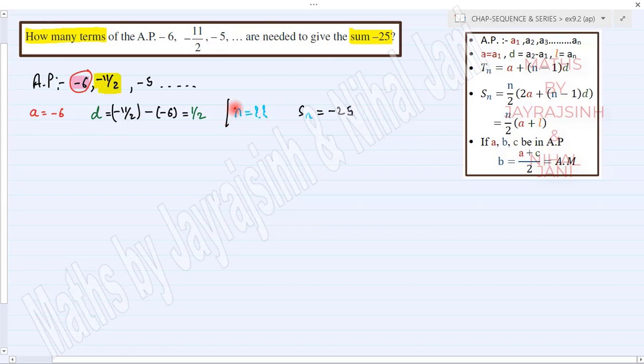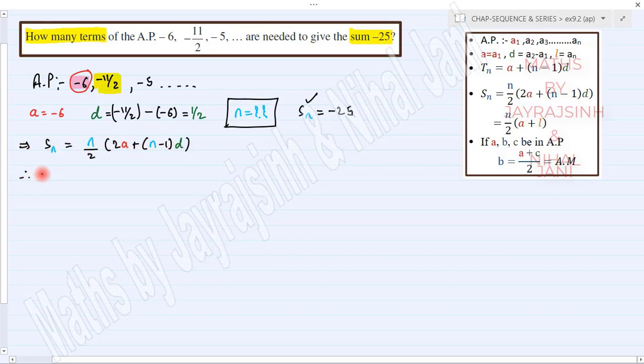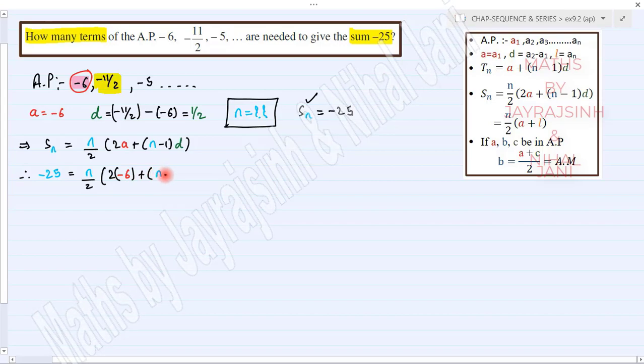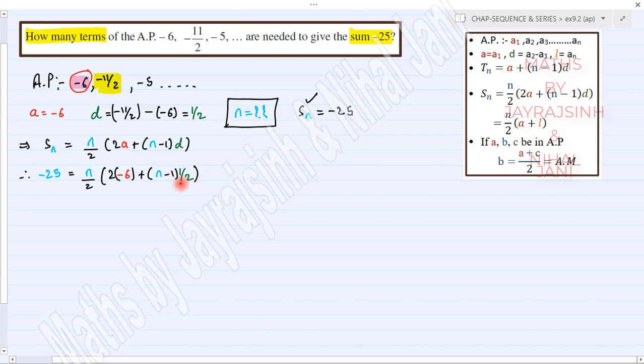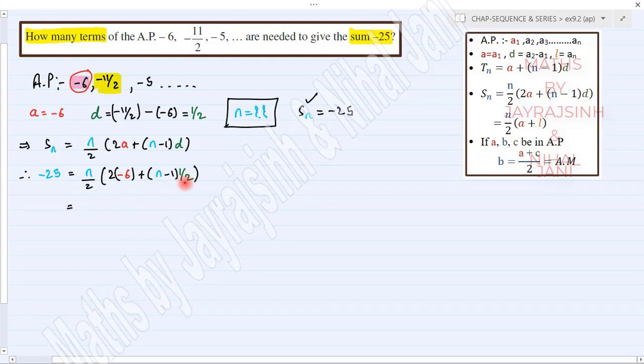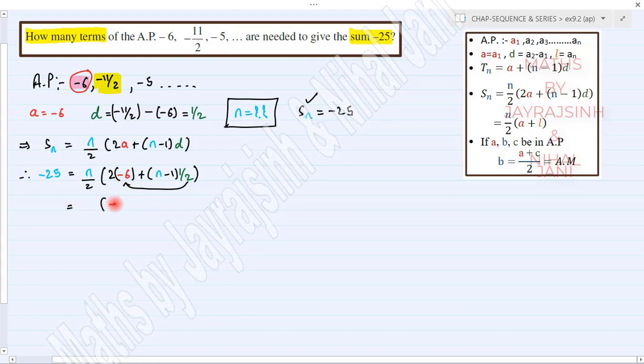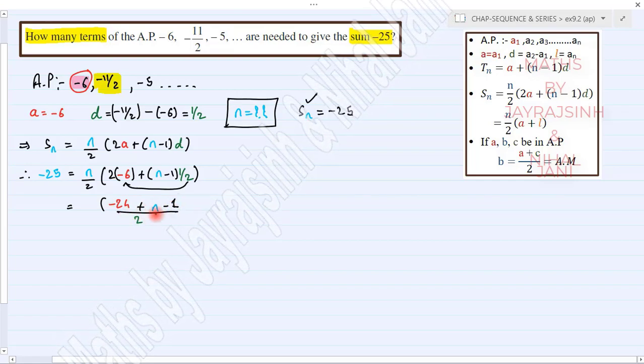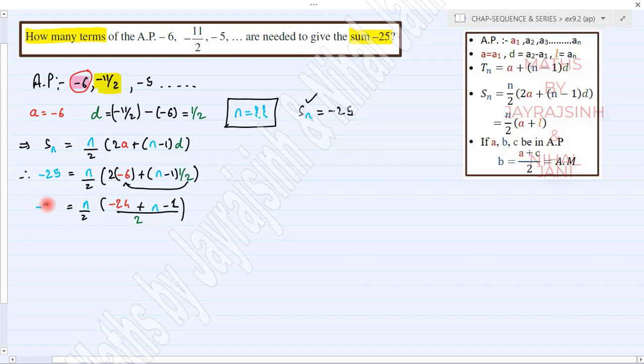So, in this question, we have only one unknown, and depending on the data, we should use the formula of summation of n. Now, let's substitute the values. Your summation is given by minus 25. Number of terms you have to find out, n by 2 times 2 times your first term, which is minus 6, plus n minus 1 into the common difference, which is 1 by 2. Now for simplification on the right hand side, let's take LCM of 2 and we will get minus 24 plus n minus 1 divided by 2, and rest of the terms will be as it is.